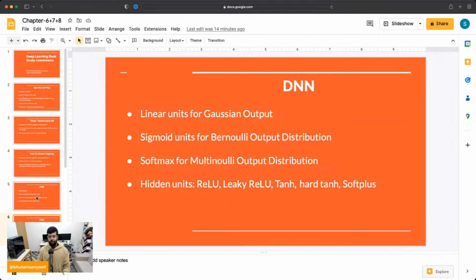After this, they give different units that you can use for output. So if your output is expected to be Gaussian, you can use a linear unit. If it follows a Bernoulli output distribution, you can have a sigmoid unit. You can have a softmax or multinoulli. After that, they talk about different hidden units. I'm just name dropping all of this because we have covered all of these in the previous live stream. So if you don't know what sigmoid or softmax is, or if you've forgotten, just look it up. It'll take a second to recall.